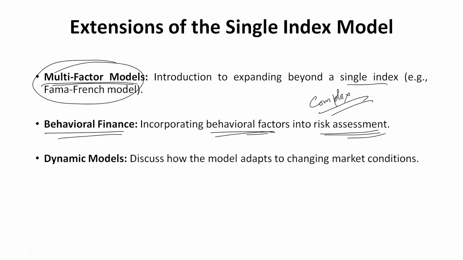And dynamic models are nothing but bringing about a new model which can adapt to changing market conditions. Here in the single factor model, we just had two components, that is the index and the individual stock, right? Suppose the market changes and the economy says that from now on we will not have any index, then what are we going to compare the individual stock with?